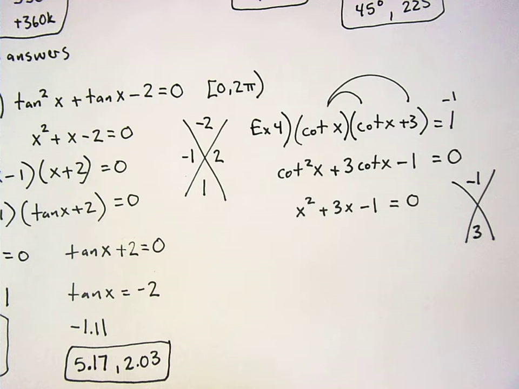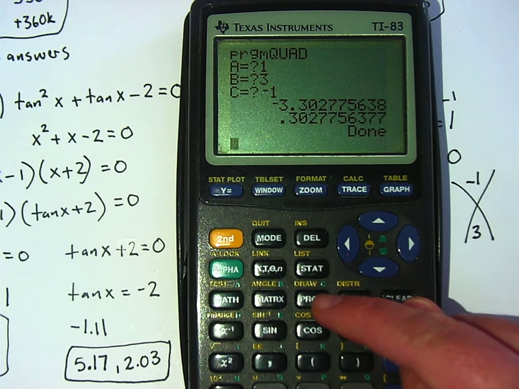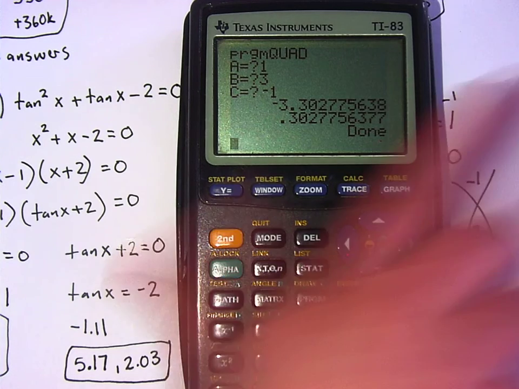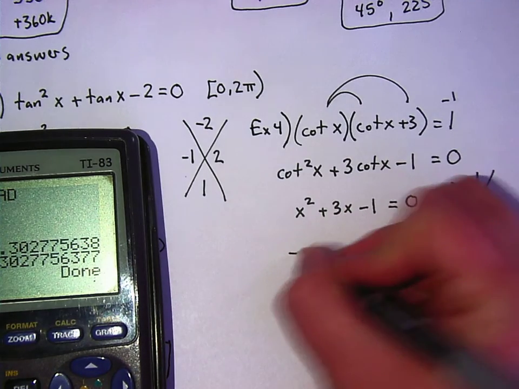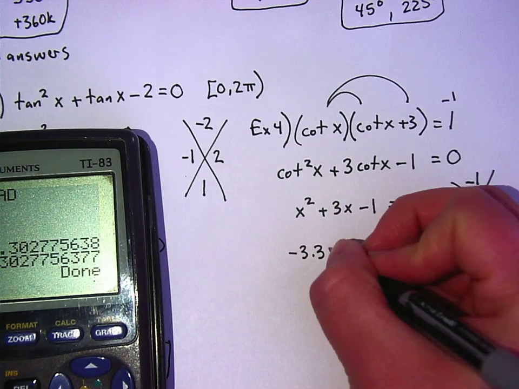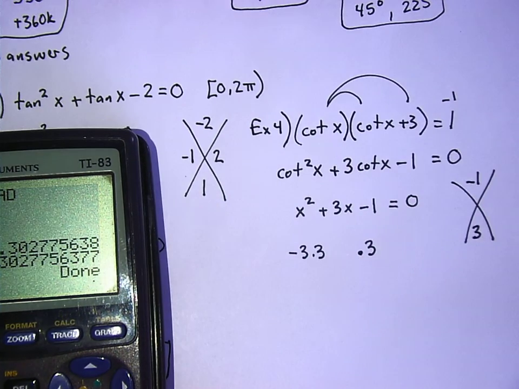What is A for this? 1. And what is B? 3. And C? Don't remember how to get into your quad program? No. So you hit the program button right here. And then find your one that says probably quad in your name, right? Hit enter, enter again, and then type in 1, 3, negative 1. You should have gotten negative 3.3 and 0.3, right? For radians.